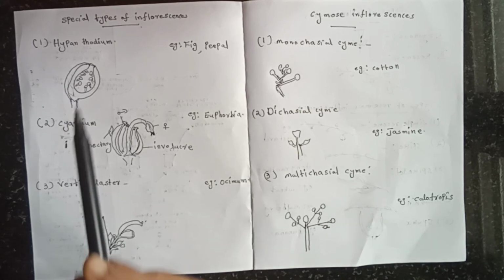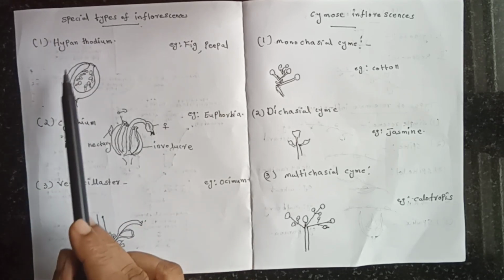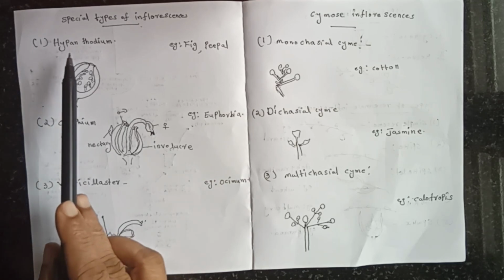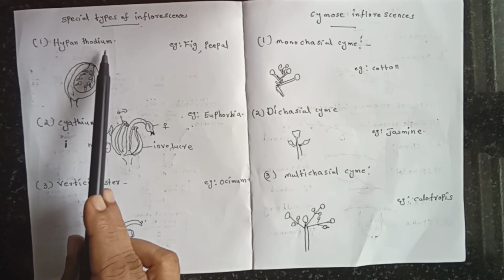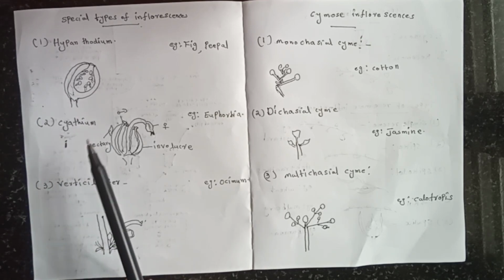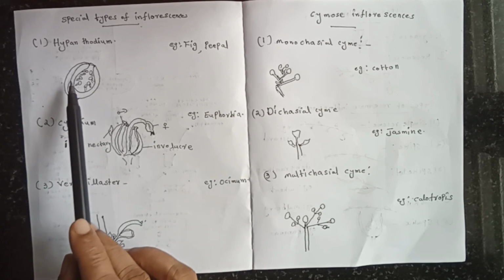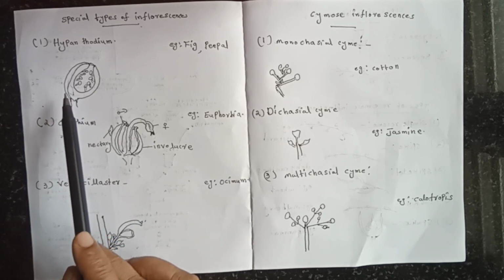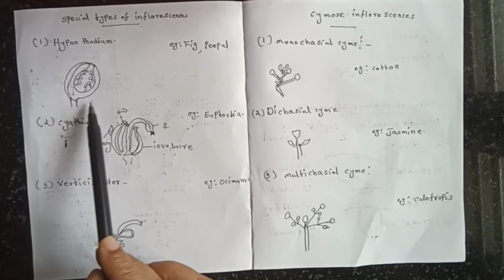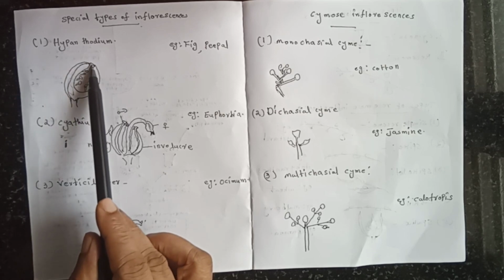Then we discuss the special types of inflorescences. There are three main types of special inflorescences. The first, hypanthodium type. Example, fig and peepal. Then cyathium inflorescence. Example, euphorbia. Third, verticillaster type of special inflorescence. Example, ocimum. In hypanthodium, the fleshy receptacle forms a cup-like cavity and has an apical opening.